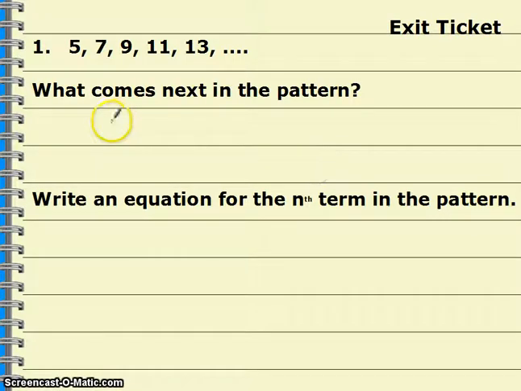I agree, it's probably 15, and then maybe 17, and then 19, because it's increasing by 2 each time. Or it's the odd numbers, but we started with 5. So whichever you want to think about it, that's what's coming next.